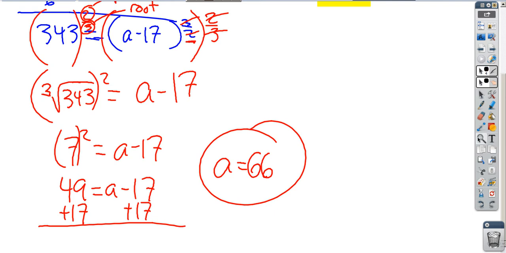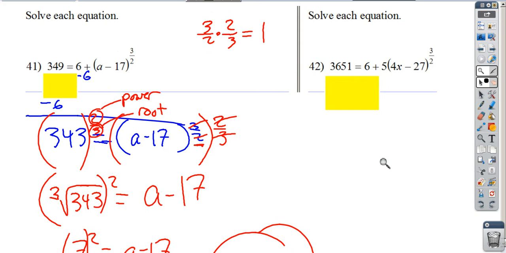Okay, and usually it's a good idea to check for extraneous solutions. This represents squaring something here, but when you plug in 66, I'm just looking at it now, and there's no problem with that. It would work. So 66 turns out to be a solution.